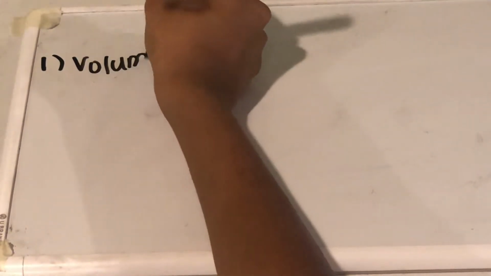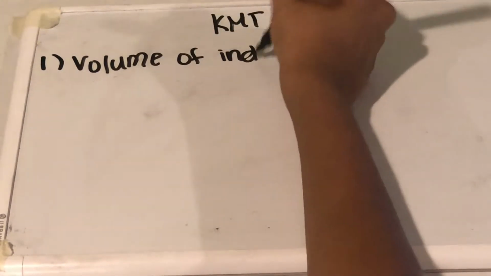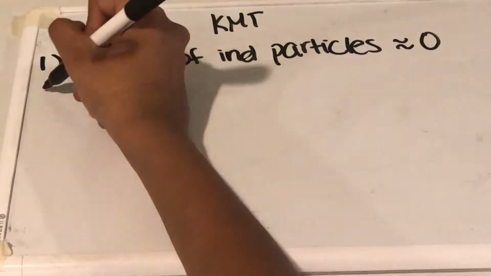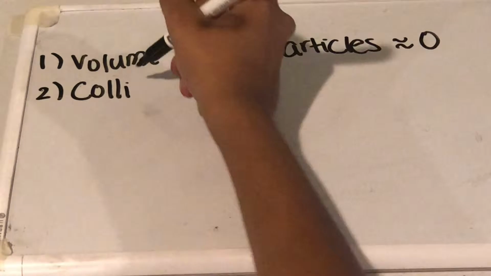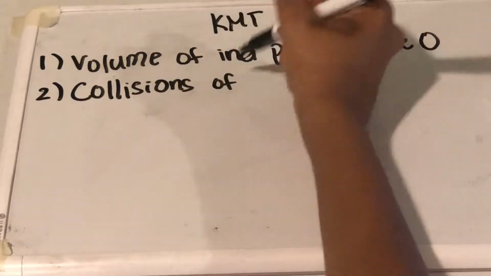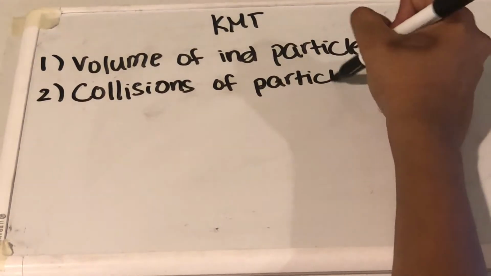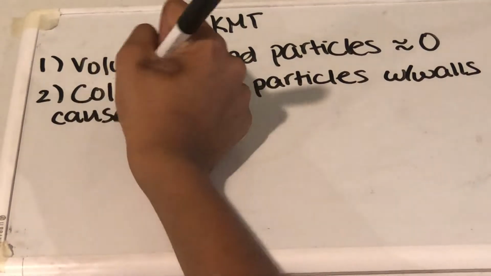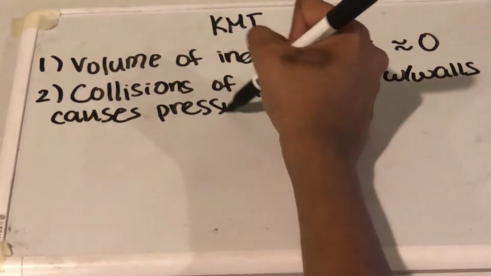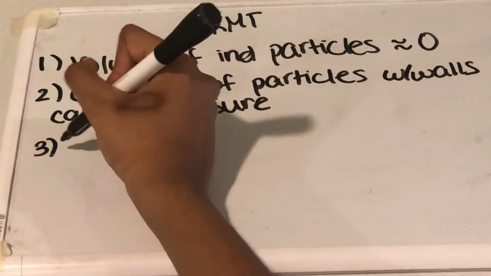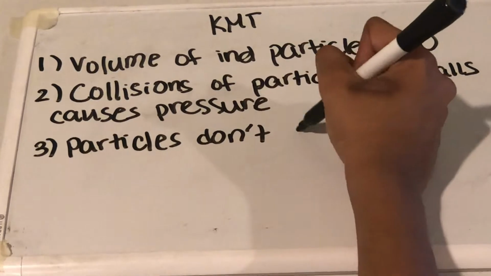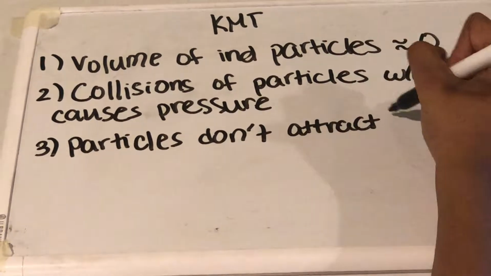There are four major parts to the kinetic molecular theory. Number 1, particles are so small compared to the distance between them in gases that the volume of the individual particles is negligible and considered close to zero. Number 2, particles are in constant motion. The collisions of these particles with the walls of their containers causes the pressure exerted by the gas. Number 3, particles are assumed to exert no force on each other. They neither attract nor repel each other.